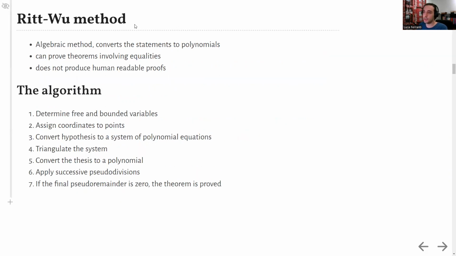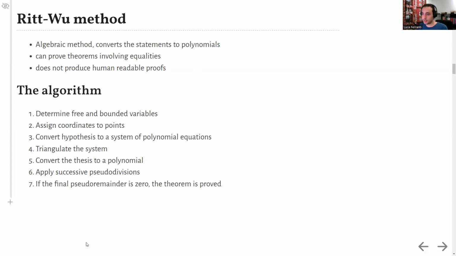In this talk, I will talk about the Ritt-Wu method, which is the only method implemented in the package at the moment. It's an algebraic method, which means that it converts the constraints to polynomials and does the proof by manipulating those polynomials. It has some limitations. For example, it can only prove theorems involving equalities, and the main drawback is that the proof is not human readable because it's a bunch of polynomials.